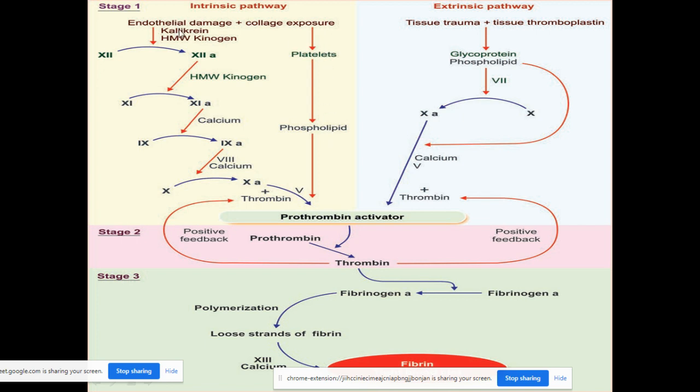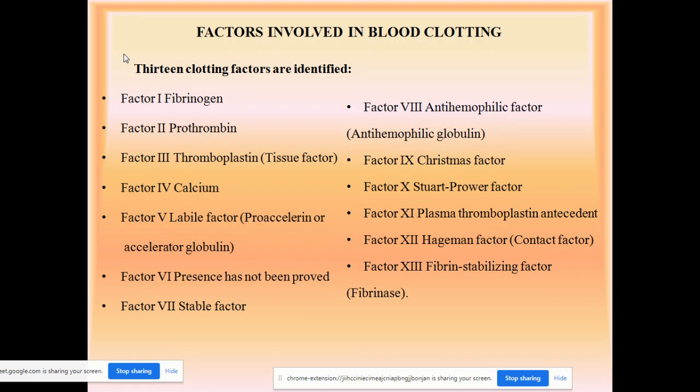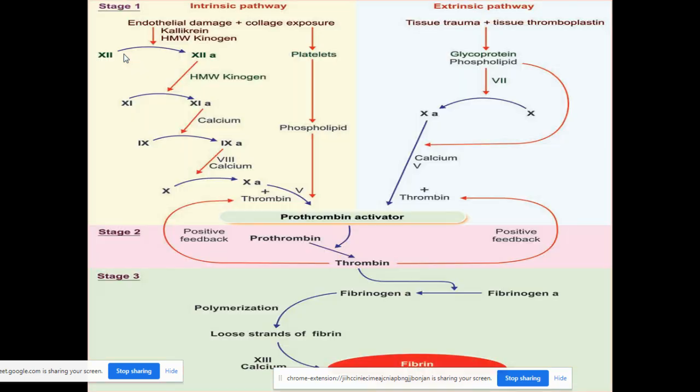Meanwhile, what happens is, as soon as the endothelial damage occurs, kallikrein and high molecular weight kininogen will be secreted. They will immediately activate the factor. Factor 12 will be activated. So what is factor 12? What did we see? Factor 12 is the Hageman factor. So that will be activated.